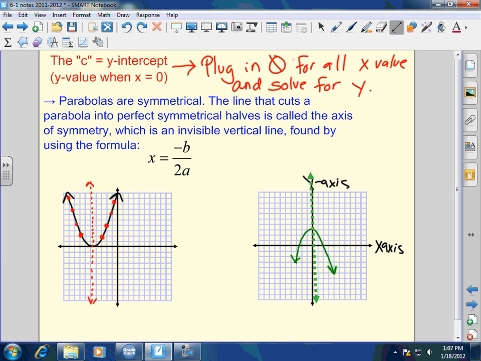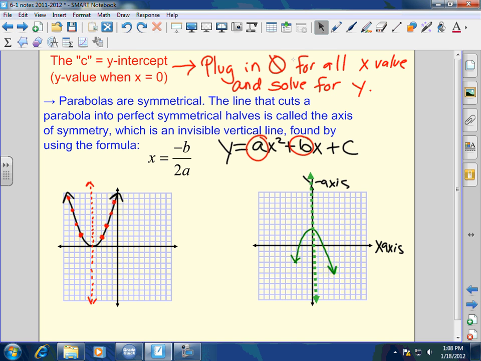Yes, sir. Y equals ax squared plus bx plus c. It's negative b, whatever the value of the coefficient of x is, divided by 2 times the coefficient of x squared. Thank you, sir. You're welcome. So when you find the axis of symmetry, just plug it back in.